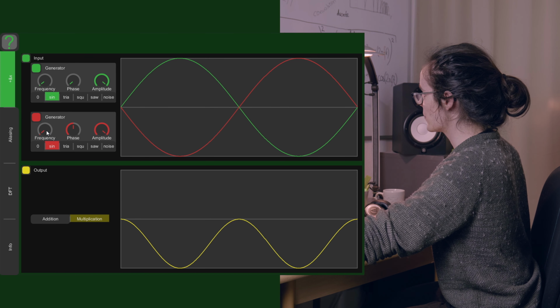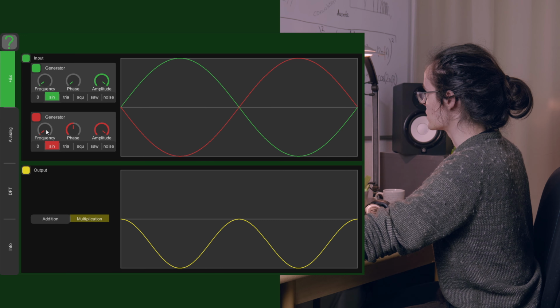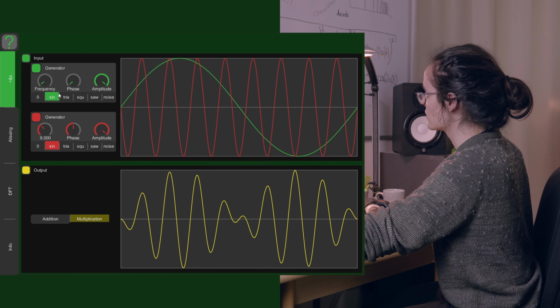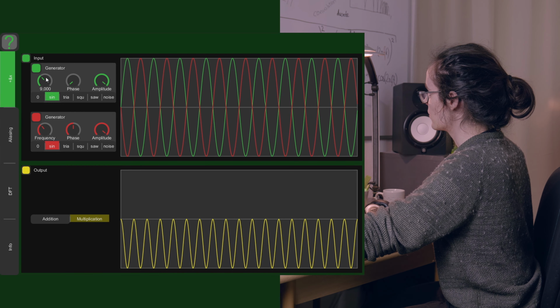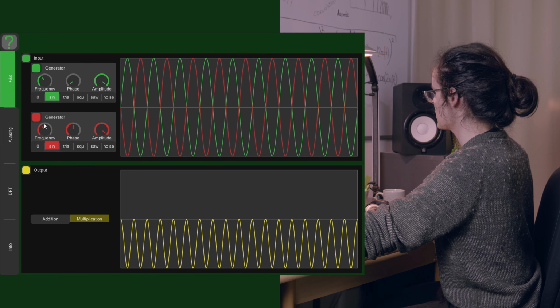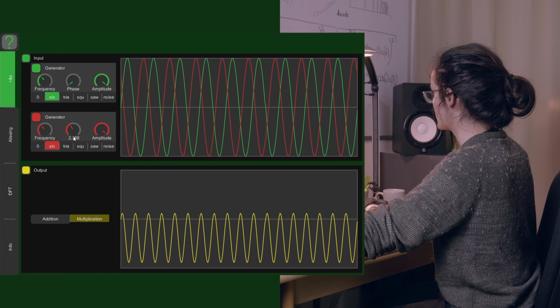Let's shift both generators up in frequency and see whether that happens in higher frequencies as well. Let's put maybe the 9th frequency. We have a frequency of 9 for both generators, and right there we see the same phenomenon. Makes sense, right?